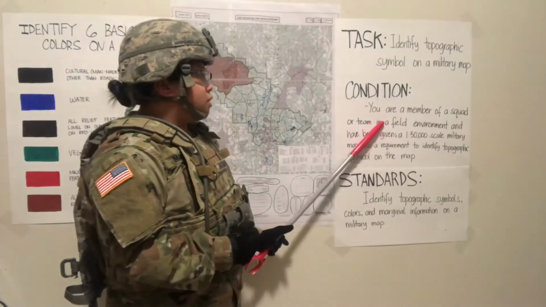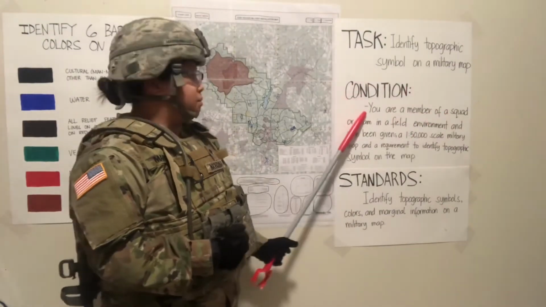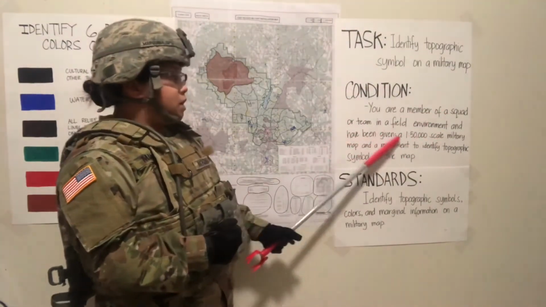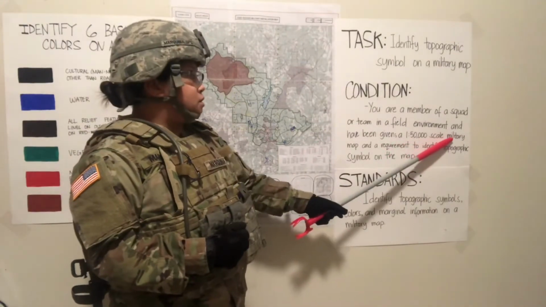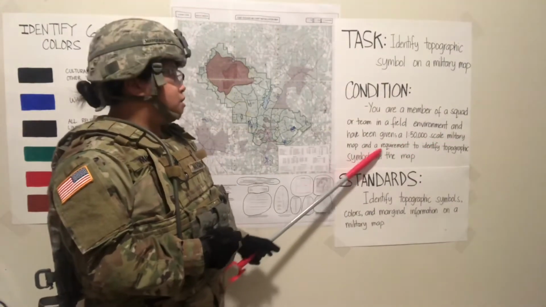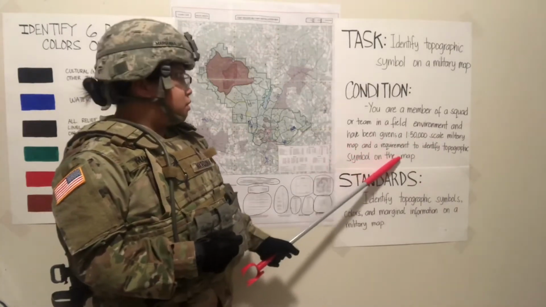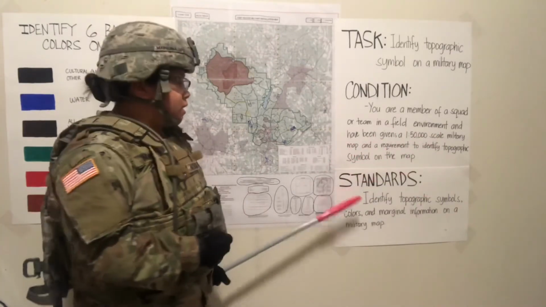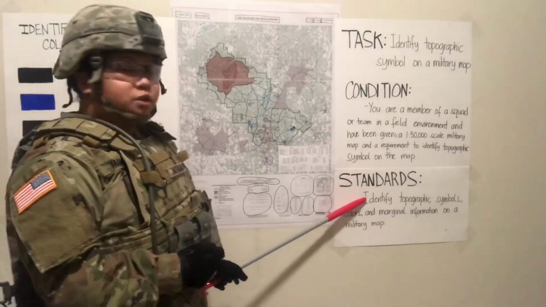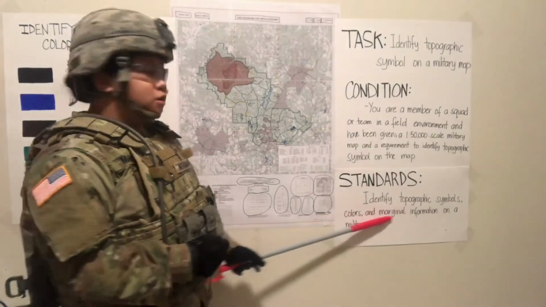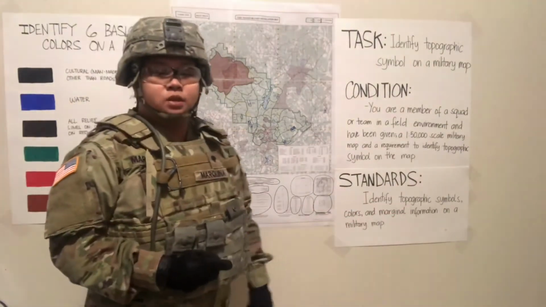Condition: you are a member of a squad or team in a field environment and have been given a 1:50,000 scale military map and a requirement to identify topographic symbols on the map. Standards: identify topographic symbols, colors, and marginal information on the military map.